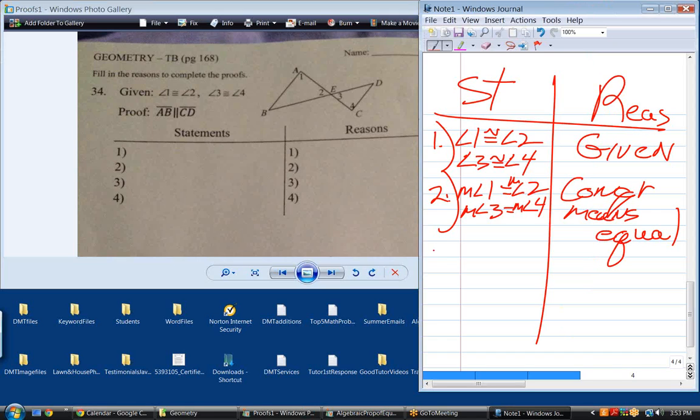Statement 3. Remember, ultimately, we're trying to prove that line segment AB is parallel to line segment DC. Well, what would we need to prove that? If you look at these 4 angles, what's this fourth statement going to be? That's the easiest way to do this one.